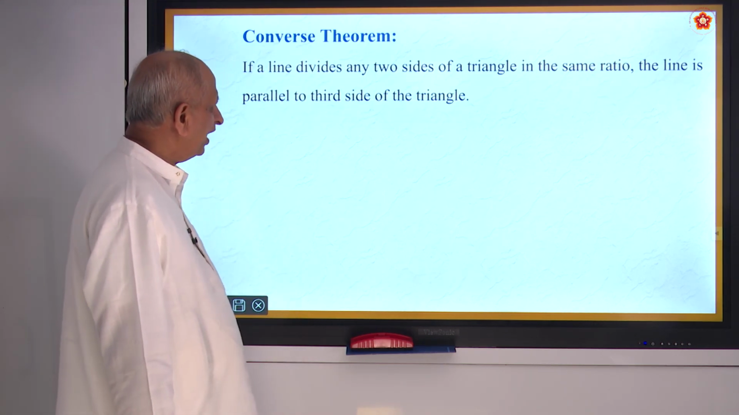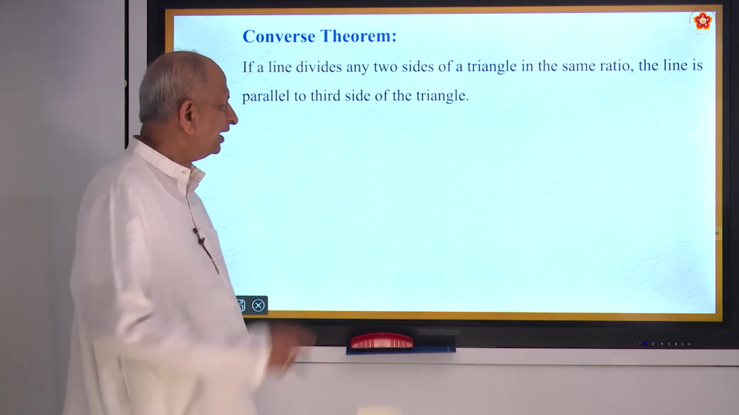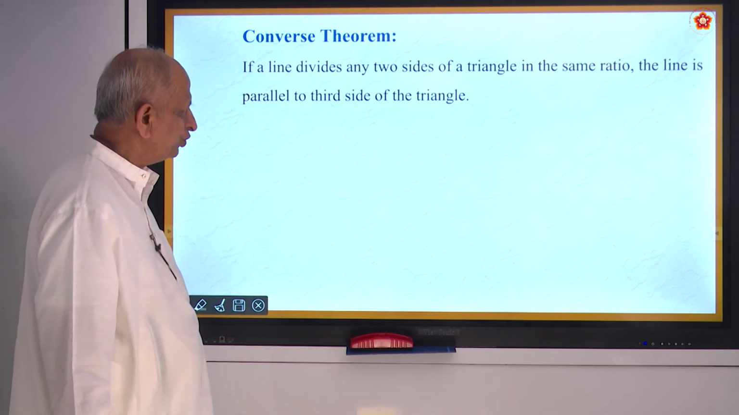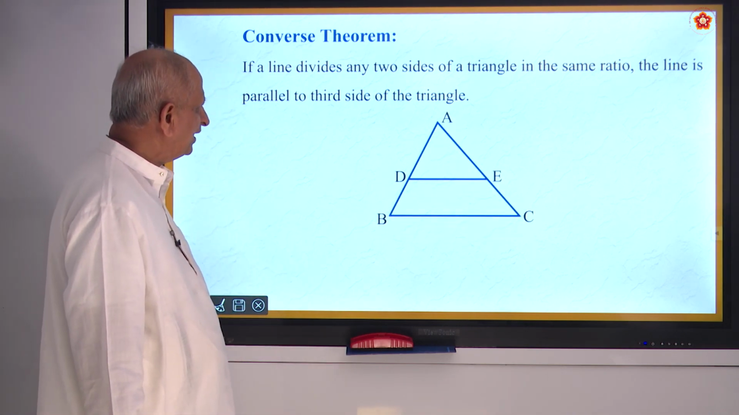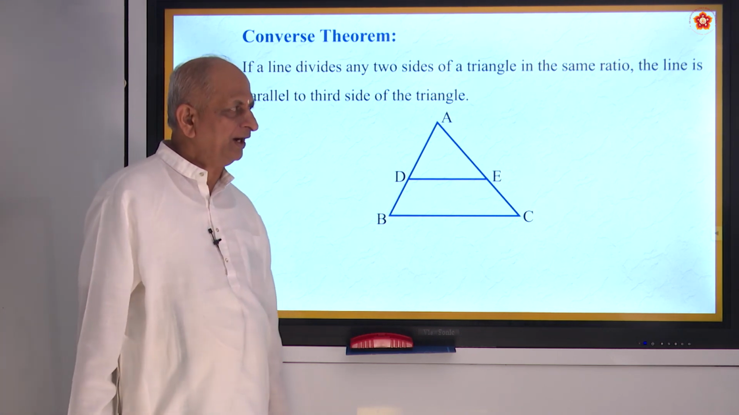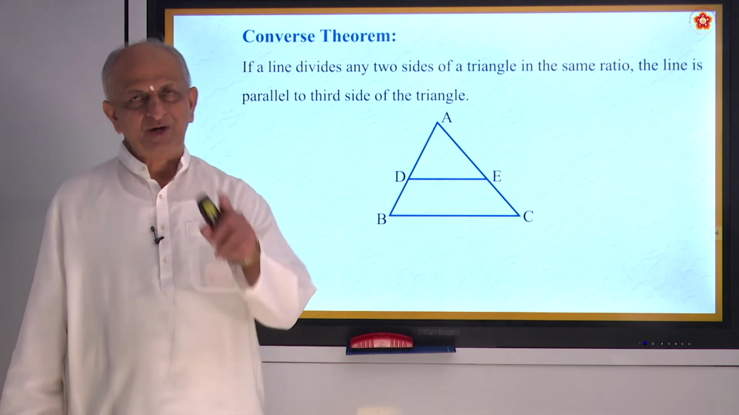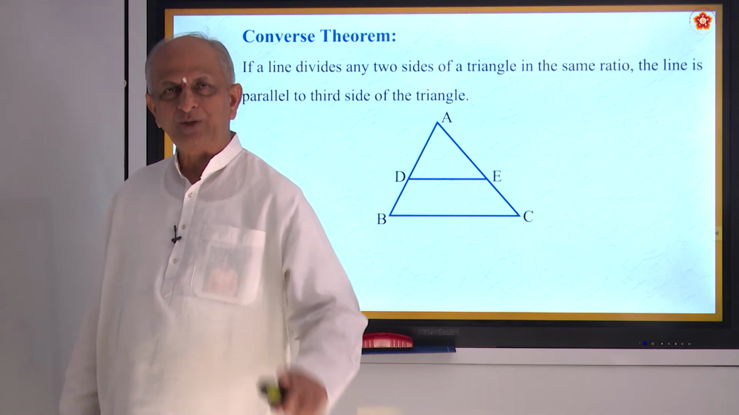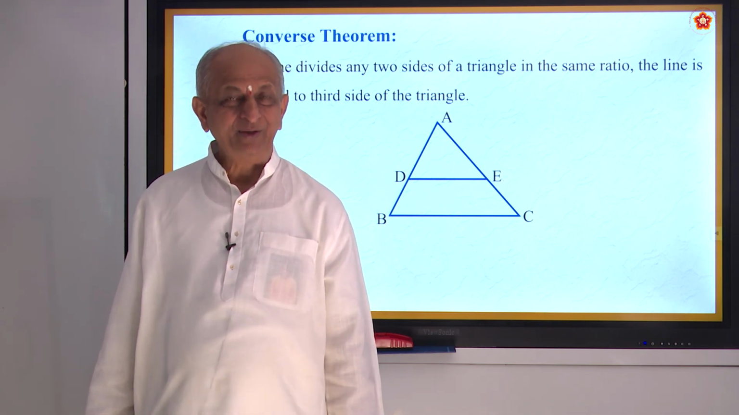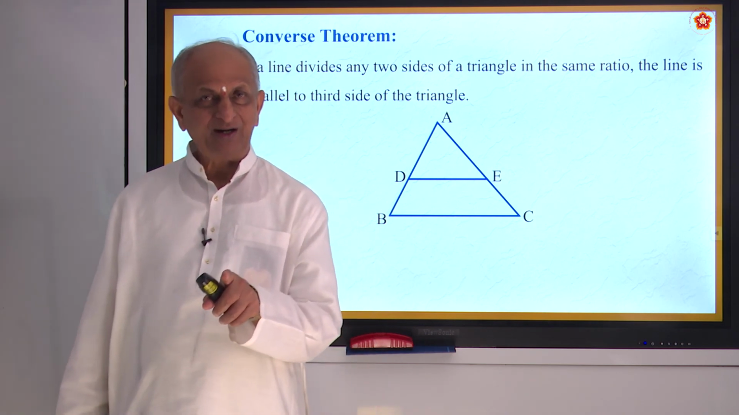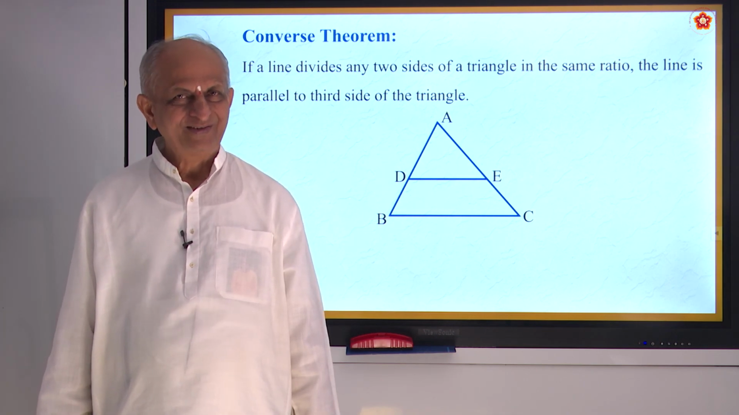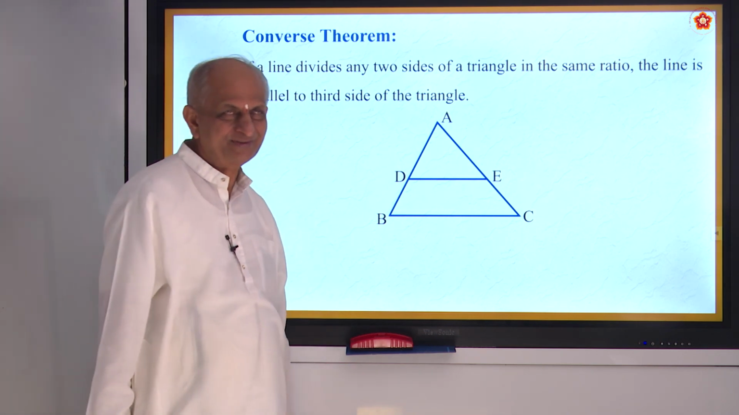And even the converse also is true. What is converse? If a line divides any two sides of a triangle in the same ratio, then the line is parallel to the third side. Converse: if you want to get distinction, you have to work hard. That is the statement. Converse: if you work hard, you will get distinction. So that is called converse statement.